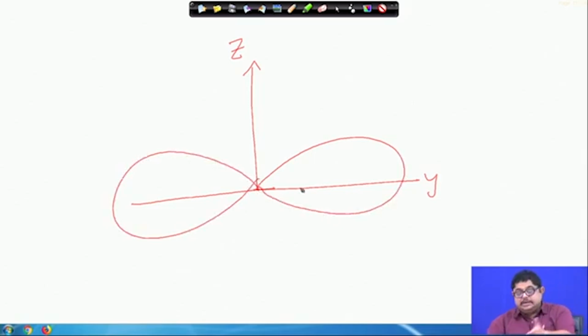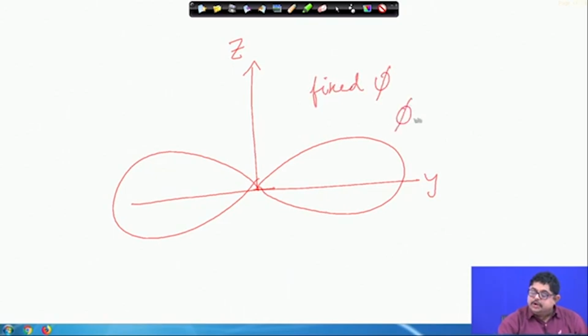So, what is the ZY plane? Definitely I have put some fixed value of phi, that is why this is also called a phi plane pattern. So, the phi plane pattern of a current element is a dumbbell, maximum here, it is a sin square theta variation.